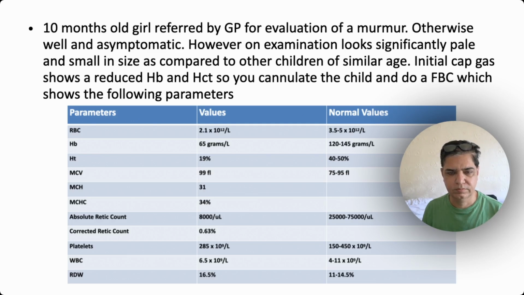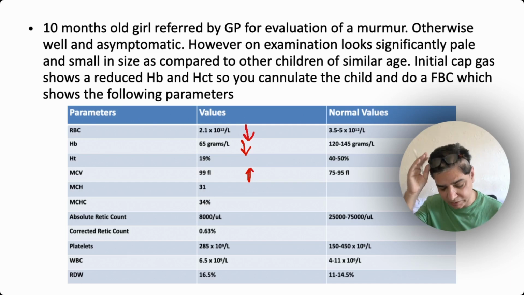You definitely have to do a smear, Kazmi. Yes. So number one, if you look at the parameters, the RBCs are affected. Hemoglobin is affected. MCV is high. So we are dealing with macrocytic anemia. In macrocytic anemia, the next step would be to look at the retic count. So retic count is what?